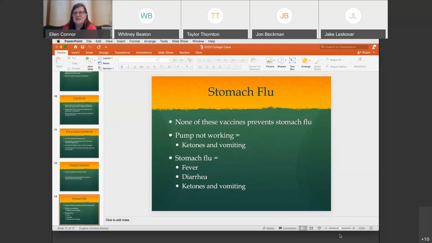Does anybody have any questions about COVID-19 before we go on? I can't see the chat, Whitney, so if you'll let me know. Yep, I don't see anything yet. And I did try to change permission, so you may now have the choice to unmute if you didn't previously. Okay.